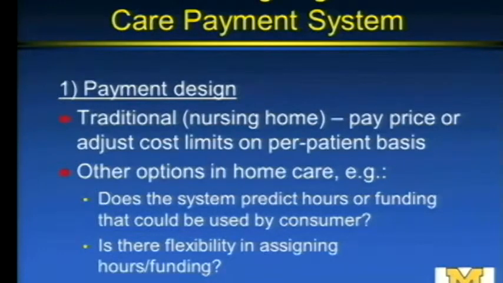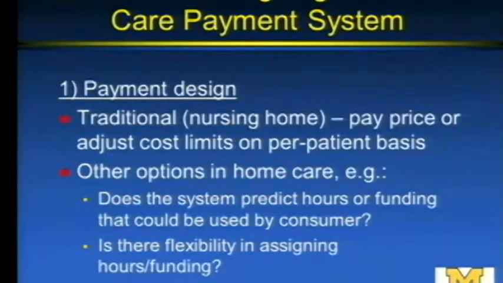And traditionally in nursing homes, it's going to pay a price or some sort of a cost limit on a per patient basis. When you talk about home care, it would probably be on something like a per month basis or per diem basis, somewhat the same way, but there are some other issues that you might want to consider. Not just predict payment, you might want to predict hours of care, or you might want to predict some sort of a funding level that could be used, for example, very flexibly by the consumer. So you'd say to the consumer, we'll give you this amount of money, and you can use it however you want, or you can use it only for these types of services, or only for this particular type of service, and so forth. So that's a decision that you can make.